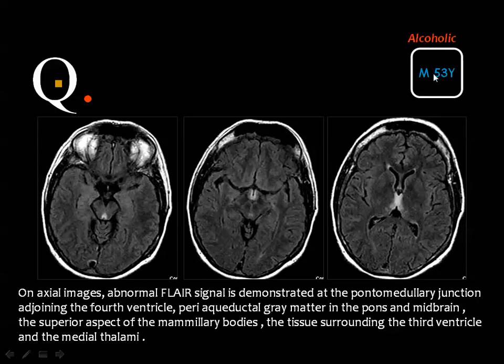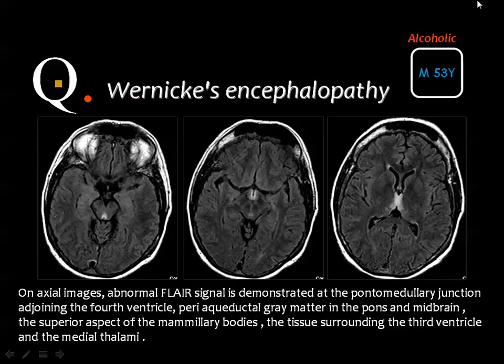Alcoholic male patient. Thiamine deficiency. And you should describe the lesion, and this is very important. You have these three FLAIR images of the brain with high signal intensity around the aqueduct, and high signal intensity in the region of the mammillary bodies and along the third ventricle, affecting the medial aspect of the thalami. Even without this history, this is diagnostic of Wernicke encephalopathy.